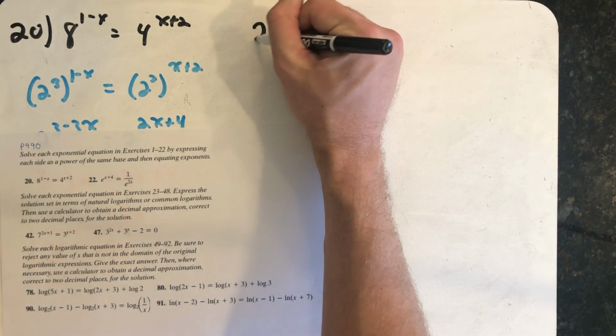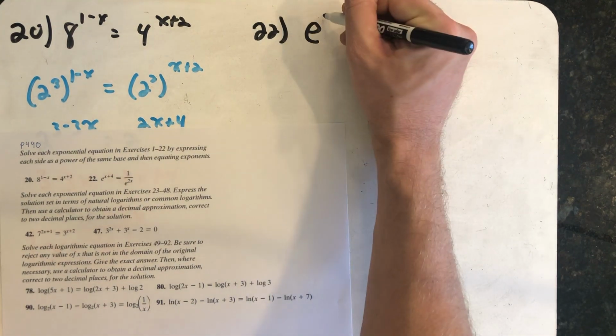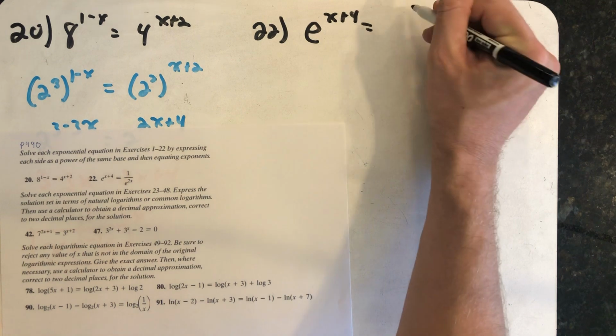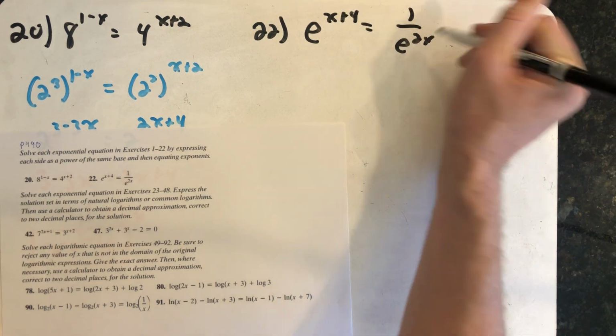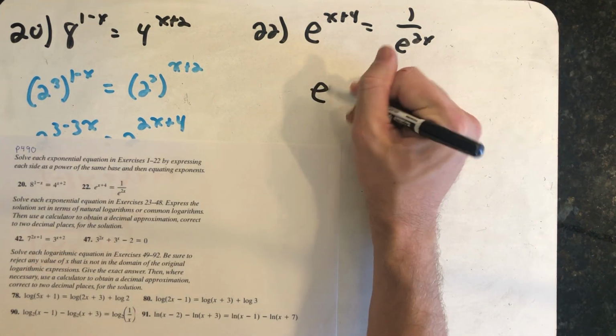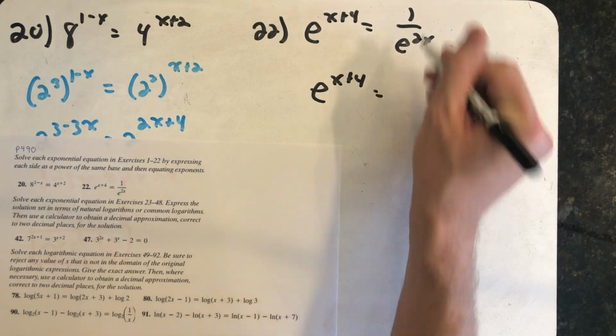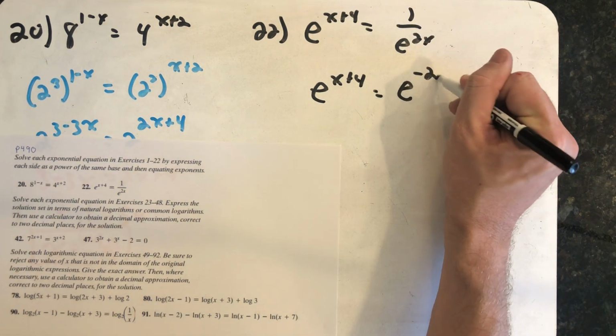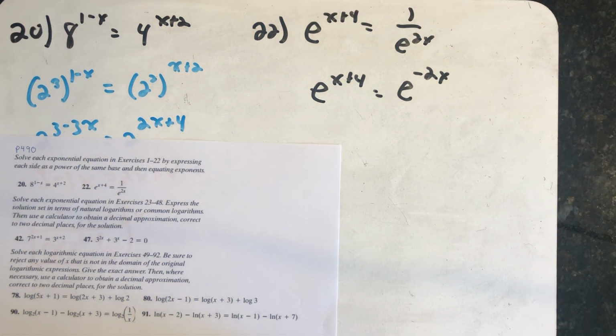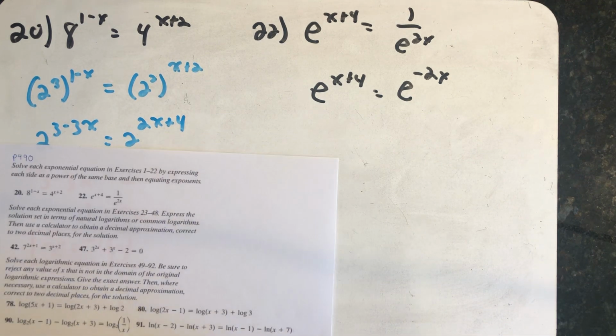Question number 22 says that e raised to the x plus 4 power is 1 over e to the 2x. So on this side I can leave it alone, but on this side I'll rewrite it with a negative exponent. 1 over e to the 2x is e to the minus 2x. And now we can equate the exponents.